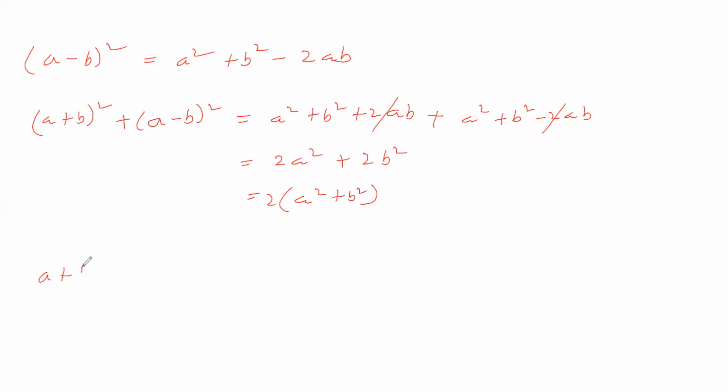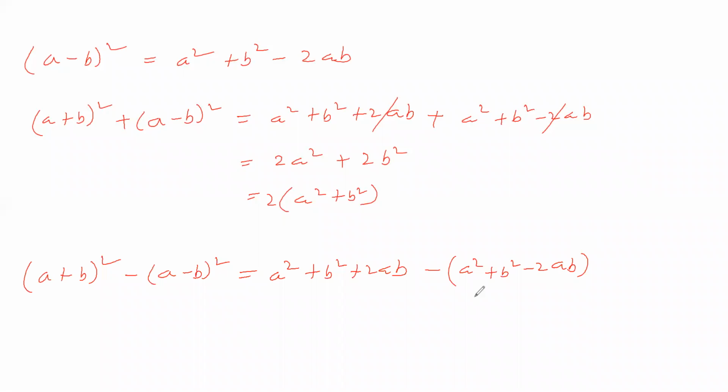Next formula we will take a plus b whole square minus a minus b whole square. For a plus b whole square we have written the expression a square plus b square plus 2ab. This minus, then for a minus b whole square we have written a square plus b square minus 2ab. So what is getting cancelled? You see, this a square is getting cancelled, b square is getting cancelled. So we are getting 4ab.